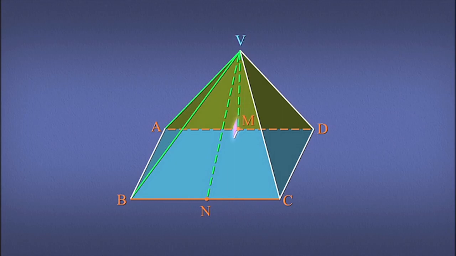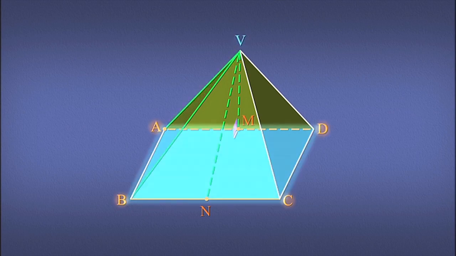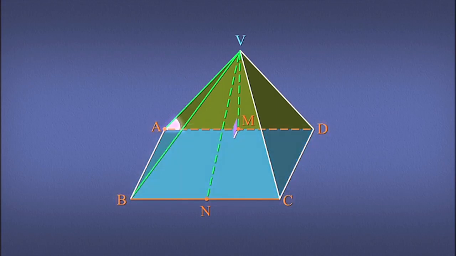Since VM is perpendicular to the plane ABCD, point A is the point of intersection between the line VA and the plane ABCD. AM is the projection of VA on the plane ABCD. Angle VAM is the required angle between straight line VA and the plane ABCD.